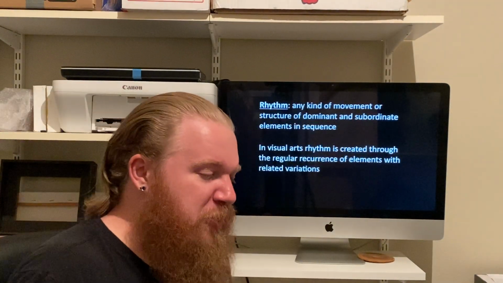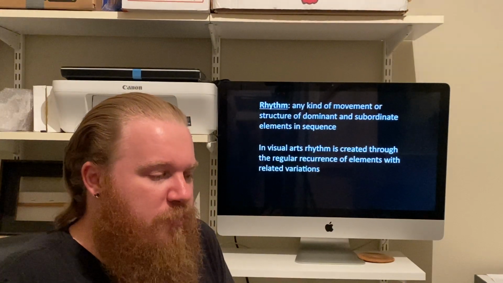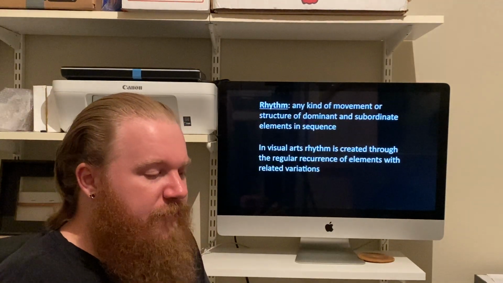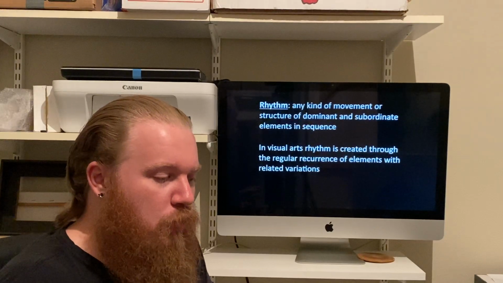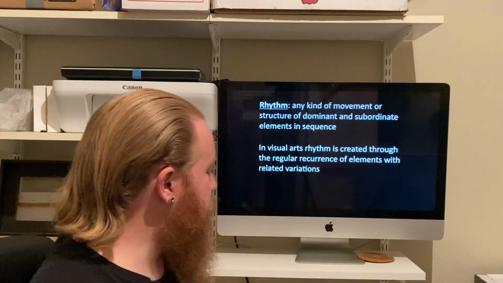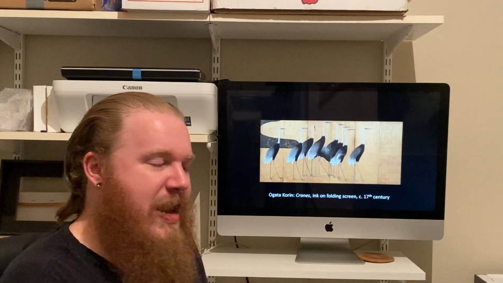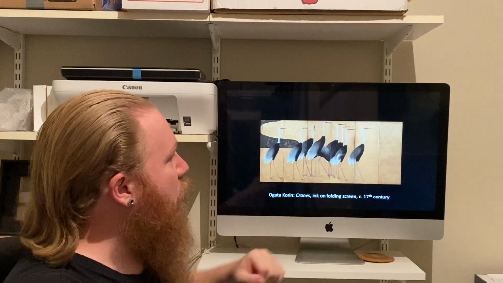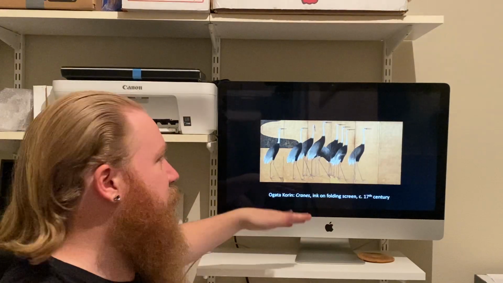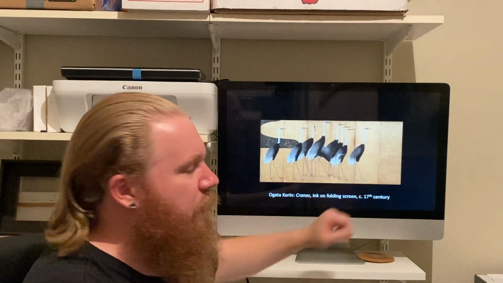Now, next to repetition, we also have rhythm. And rhythm, in our sense, is any kind of movement or structure of dominant and subordinate elements in sequence. In visual arts, rhythm is created through the regular reoccurrence of elements with related variations. Here we can see a nice example of this in Ogata Korin's screen painting of cranes. We can see that the crane form is echoed, but the rhythm comes from the fact that two of them have altered their basic stance. Most of them are pretty much the same, except we have the one with the downward head and the other that's kind of ducked down there.